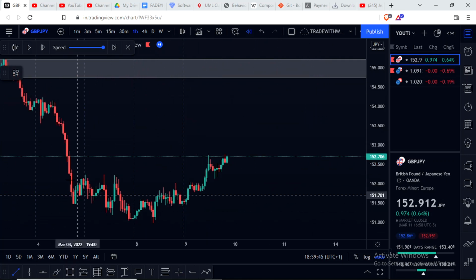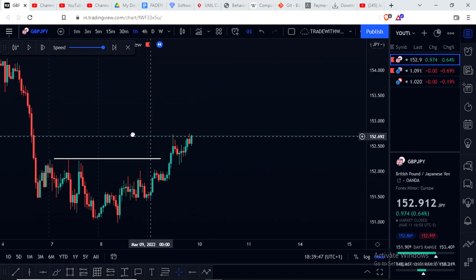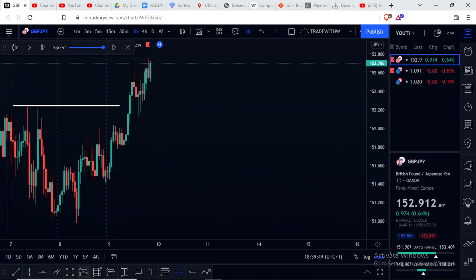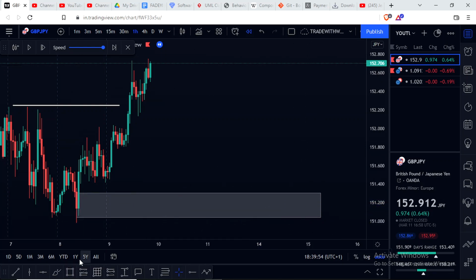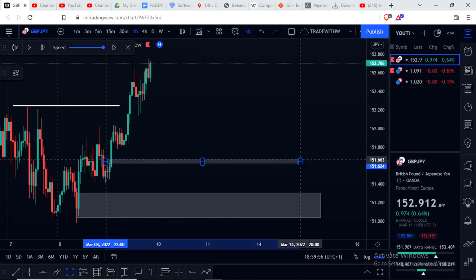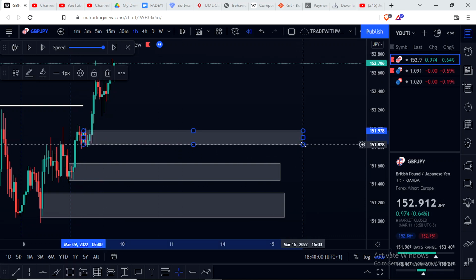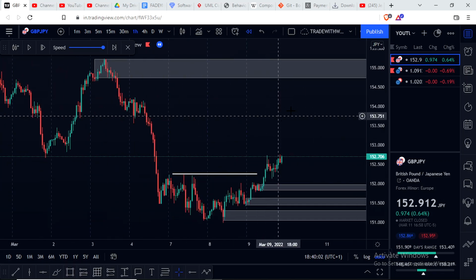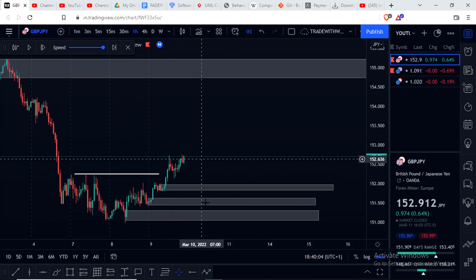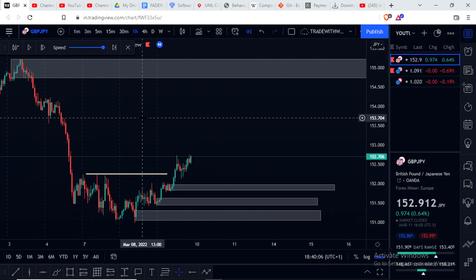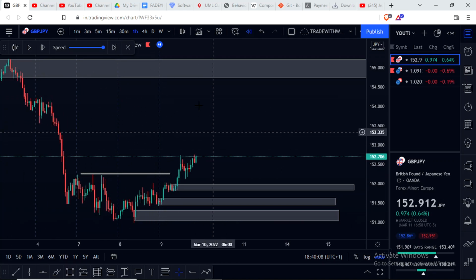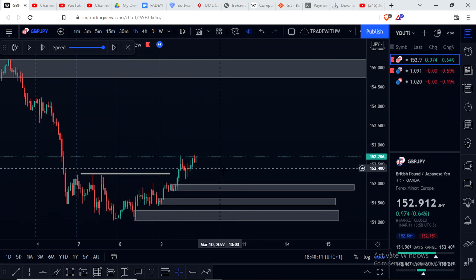Now we have a break of structure here, and we have imbalance here, as you can see, and then a demand zone. We have three zones here to watch out for, as you can see beautifully here. Whichever zone gives us a mitigation or confirmation to buy, that's the zone we're going to look into. I won't talk about the entries here.